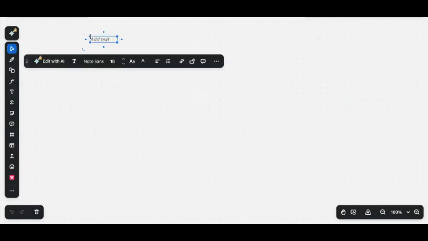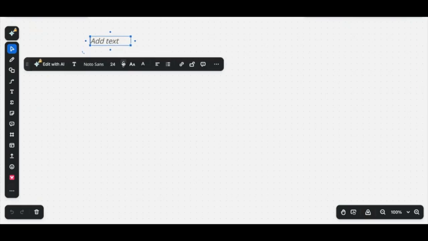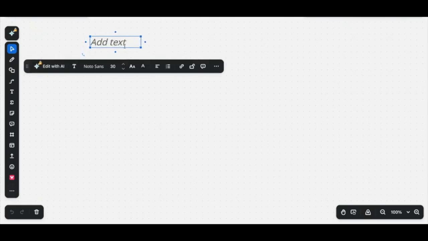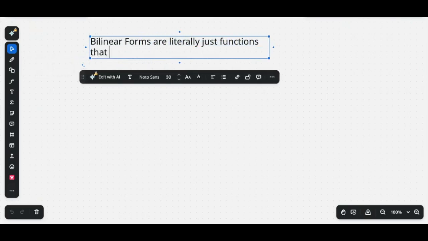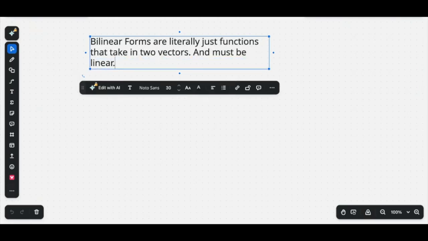Okay, so bilinear forms used to be confusing to me. Let's see, how to make this bigger. Okay, bilinear forms are literally just functions that take in two vectors and must be linear. Okay, that is literally it.